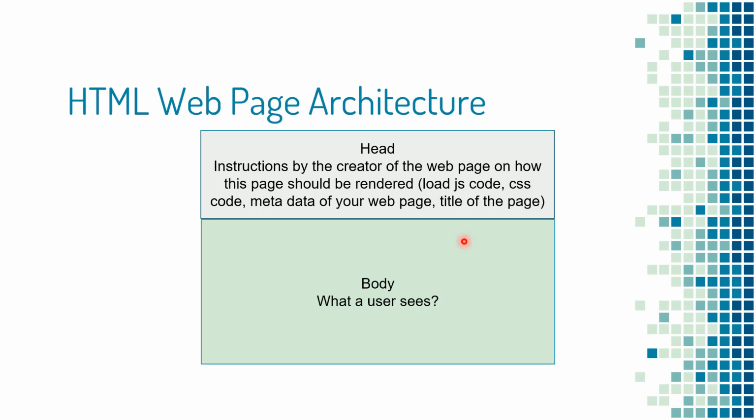Okay, so any web page consists of two main sections. I can say all web pages have two sections. The first section is the head, and the second section is the body. So what are the objectives for each one of them?